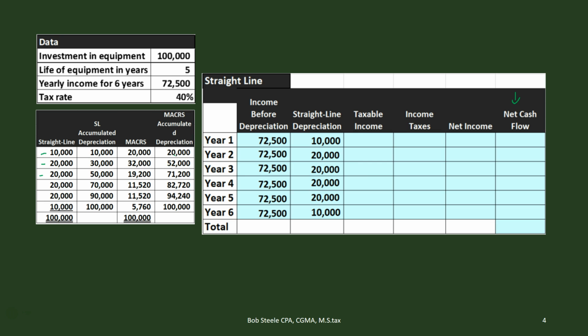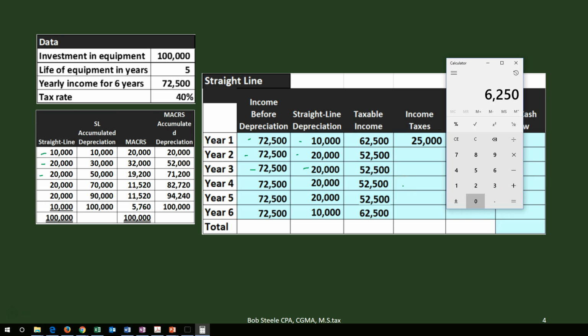And then if we subtract that out, we get the taxable income. So this is the income before depreciation minus the depreciation for each year. The 72.5 minus the 20,000 gives us the 52.5, and so on. And then we're going to calculate the income tax. Income tax is going to be calculated at that 40% rate. So the income tax would be calculated at the 52.5 times 0.4, and that's going to give us the 21,000. We're going to do that all the way down, of course.